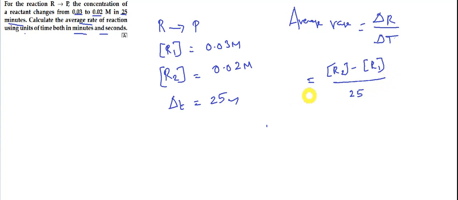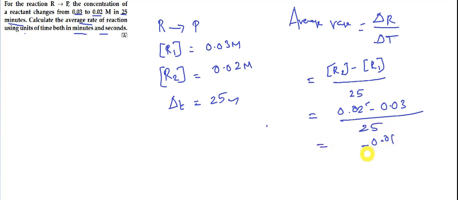So here this can be written as 0.02 minus 0.03 by 25. That is equal to minus 0.01 by 25. So that is 4 into 10 to the power of minus 4 mole per liter per minute, right? Mole per liter per minute.